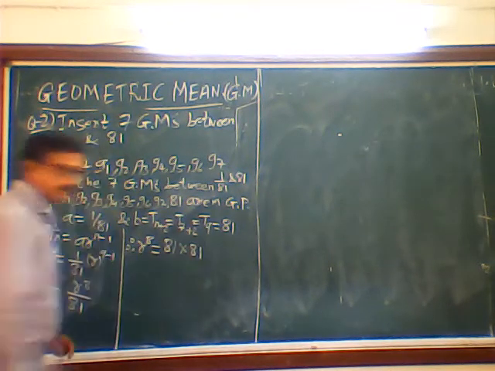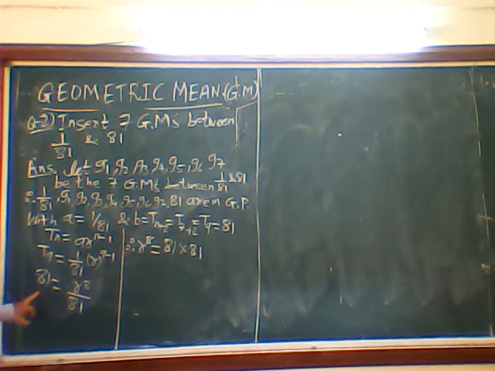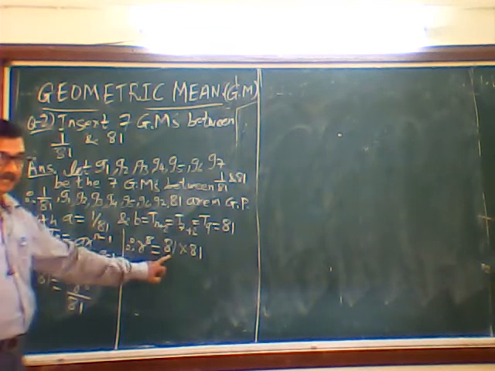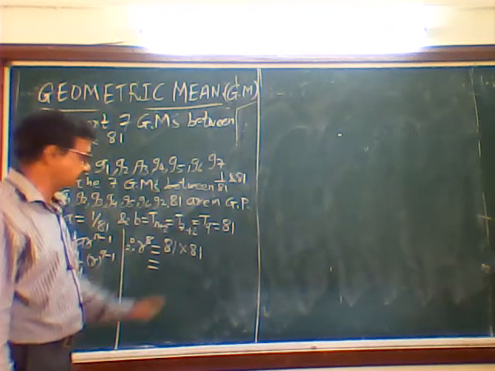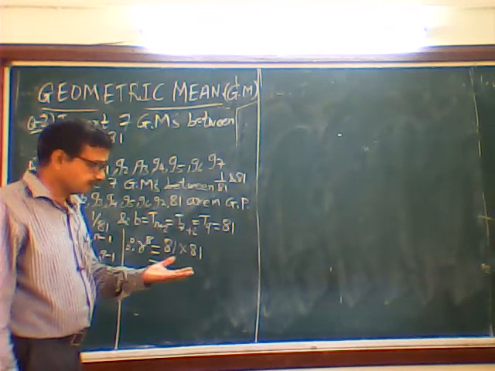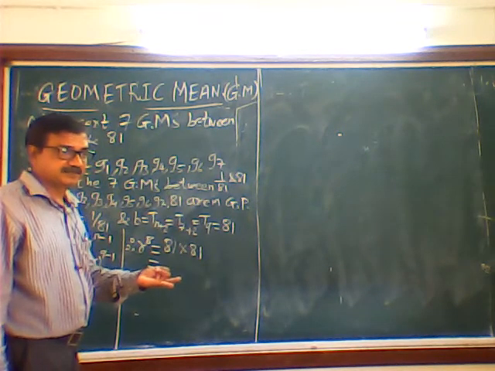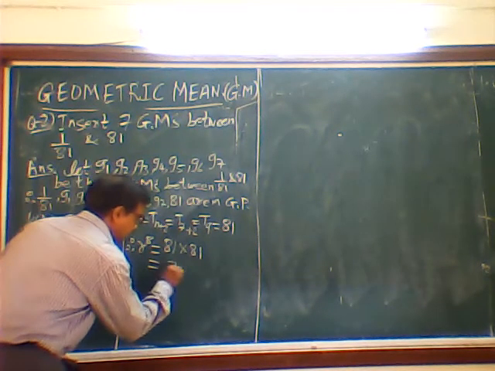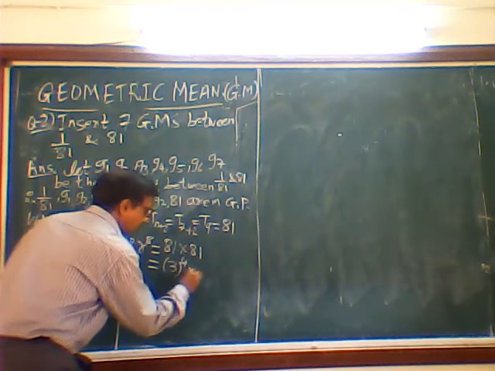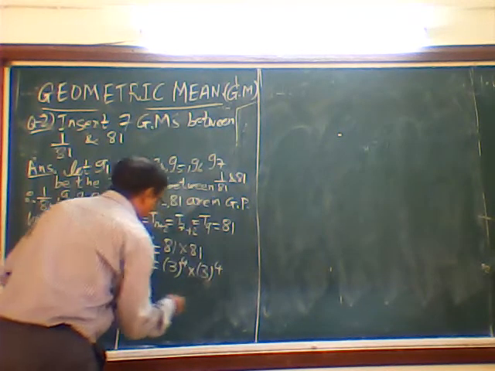81 into 81, we will cross multiply. What am I getting here? 81 is equal to r to the 8 upon 81. Therefore r to the 8 is what? This 81 will get cross multiplied: 81 into 81. Now what will I do? I will not multiply 81 into 81. 81 is 3 to the 4, into, again this is also 3 to the 4.